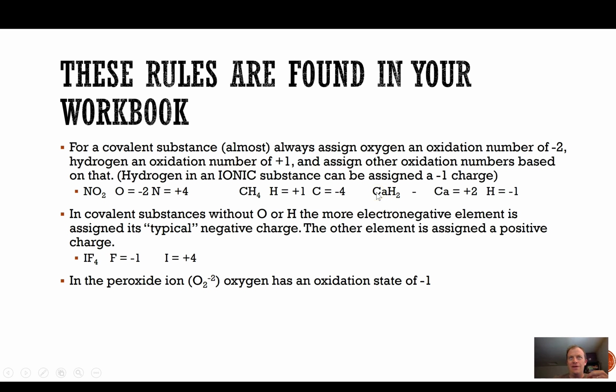Basically, calcium's oxidation state, if it's not 0, if it's not the element, is always going to be +2. It's in that +2 column. So therefore, the hydrogens here, in this case, might be a -1. So that's basically what that last line is talking about.